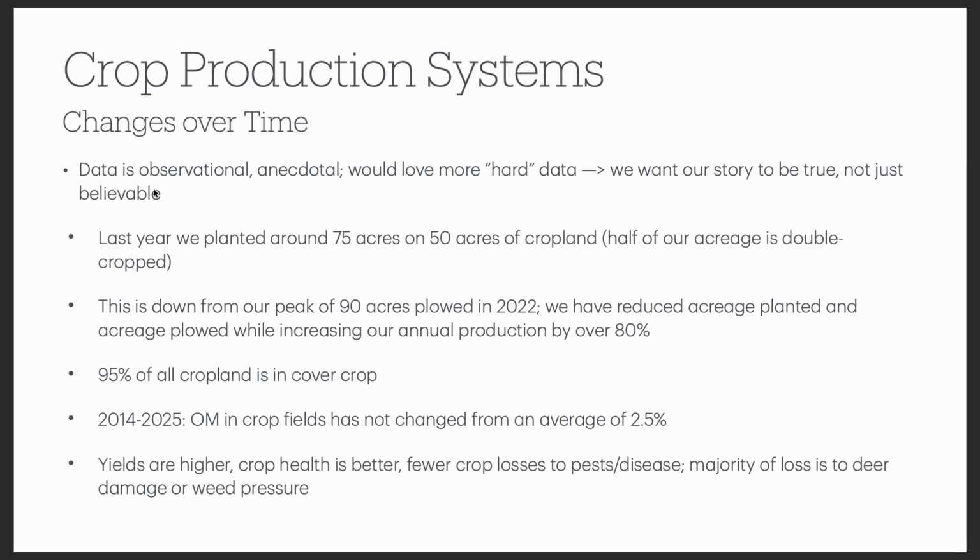So what has our story been? Our acreage peaked in 2022. We tilled over 90 acres in 2022. I think we had our CSA about half the size it is now, and our overall crop production was maybe 80% smaller than it is now on the farm. So we're tilling, we're planting a lot less acreage, we're producing a lot more food.